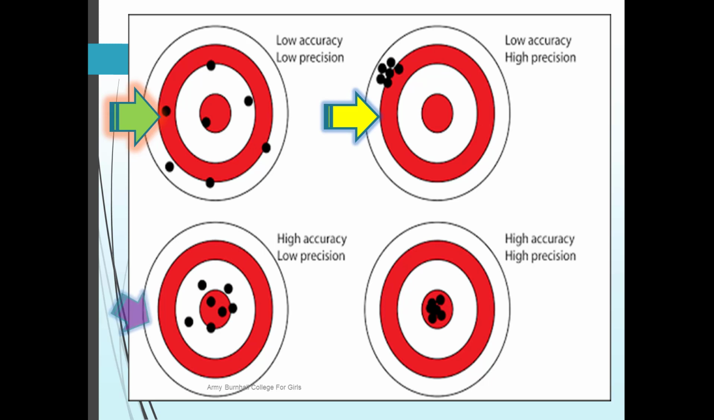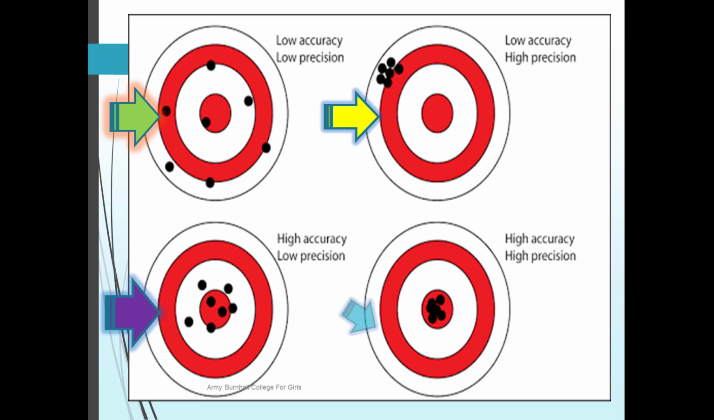Over here you can say that if the darts are spread around the bull's eye, there is mathematical accuracy, but what is happening? Accuracy is there but precision is not there, because these values are not very close to each other. So high accuracy and low precision.